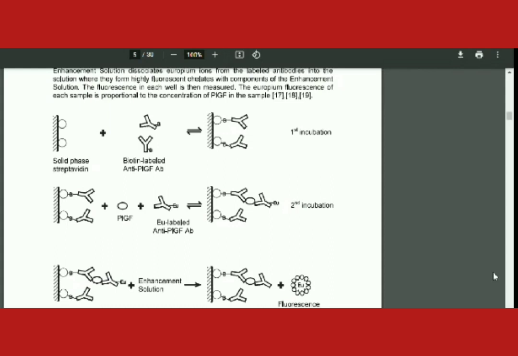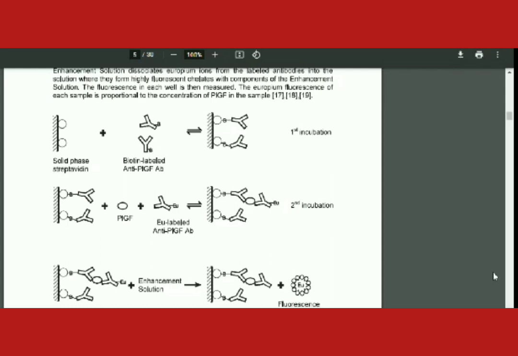Then you incubate it. The incubation period goes on for 1 or 2 hours depending upon the reaction. Afterwards, you add the Eu-labeled antibody again. Eu is nothing but europium-labeled antibody. It is a sandwich model: antibody, then you add the analyte, then the antibody, and you incubate it.